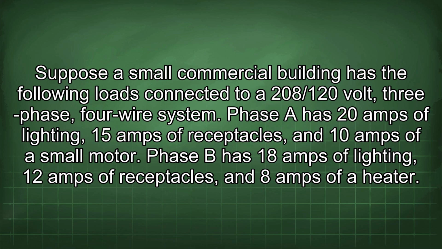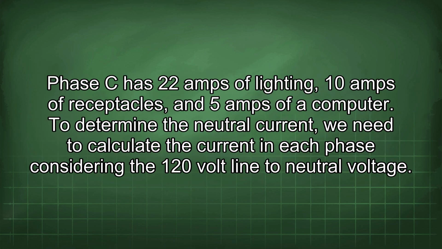Phase A has 20 amps of lighting, 15 amps of receptacles, and 10 amps of a small motor. Phase B has 18 amps of lighting, 12 amps of receptacles, and 8 amps of a heater. Phase C has 22 amps of lighting, 10 amps of receptacles, and 5 amps of a computer. To determine the neutral current, we need to calculate the current in each phase considering the 120 volt line to neutral voltage.